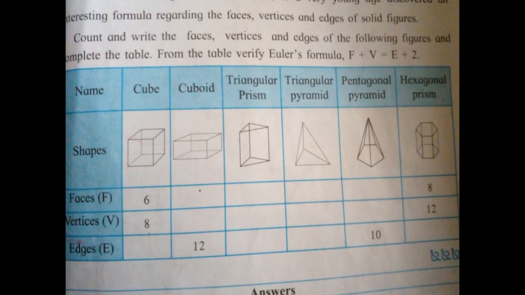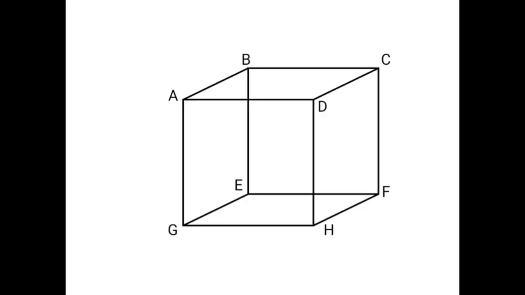Now we'll count edges of cube. Edges means sides. Segment AB, segment BC, segment CD, segment DA, segment GE, segment EF, segment FH, segment GH, segment AG, segment BE, segment DH and segment CF. Altogether there are 12 edges of cube.